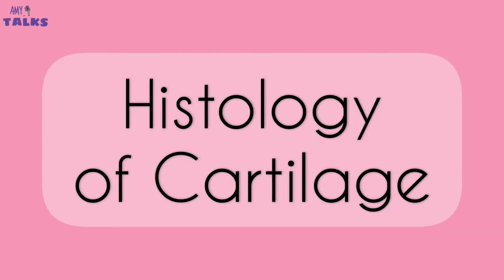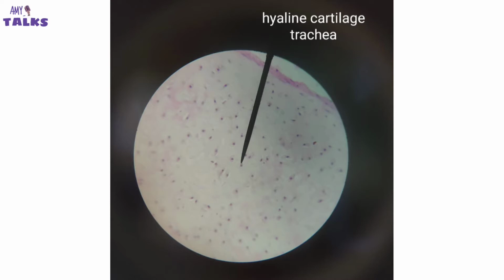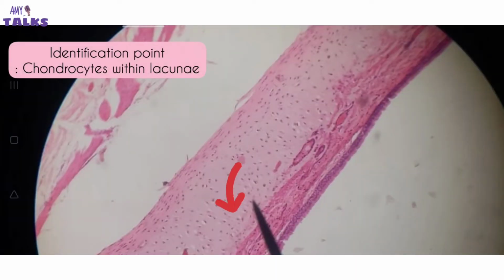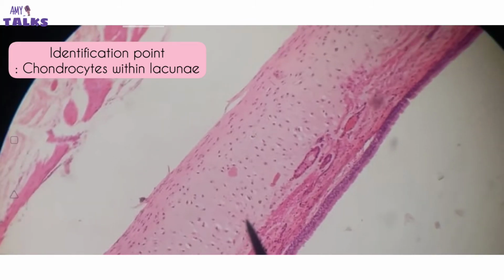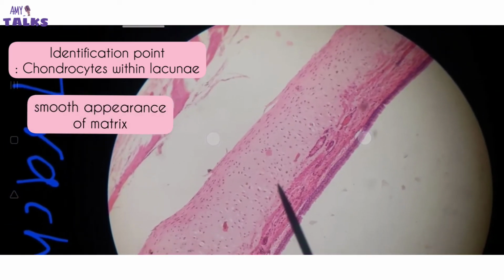In this video, we are going to talk about histology of cartilage. Here we won't discuss everything in detail, but we would just talk about identification of slides of cartilage. We basically identify a hyaline cartilage with the help of chondrocytes within lacunae, but our basic identification point will be the matrix or the substance between the cell.